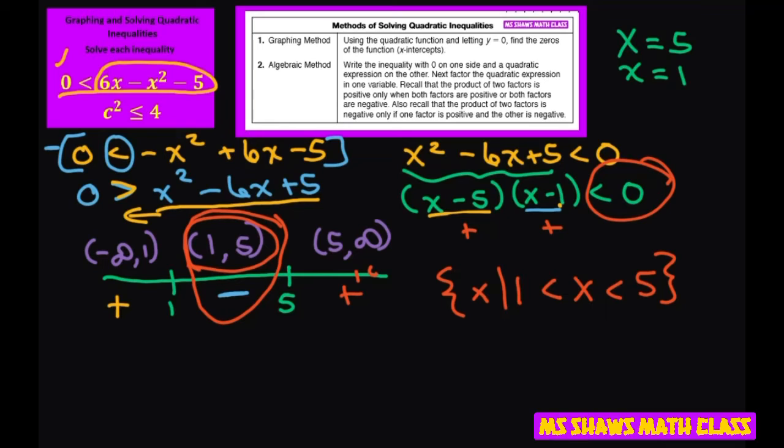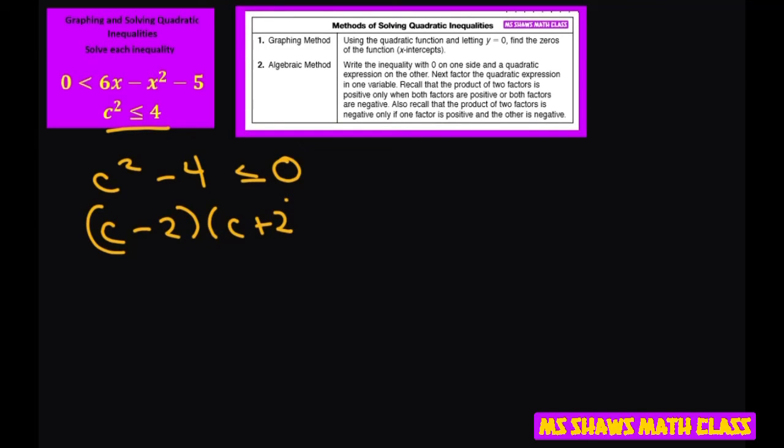Now let's do the next one. This one has an equals in it. So let's rewrite it as c squared, subtract 4 from both sides. So set it to 0. So it can equal 0 or it has to be negative. So 0 or less than 0. We factor, we get c minus 2 times c plus 2 is less than or equal to 0. If you solve for c, you get c equals 2 and c equals negative 2.